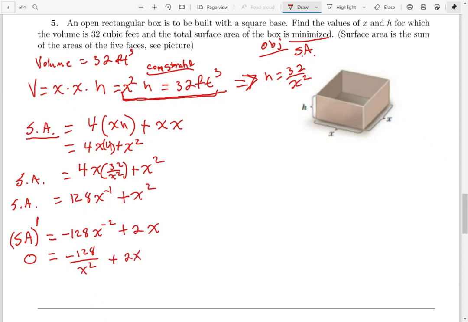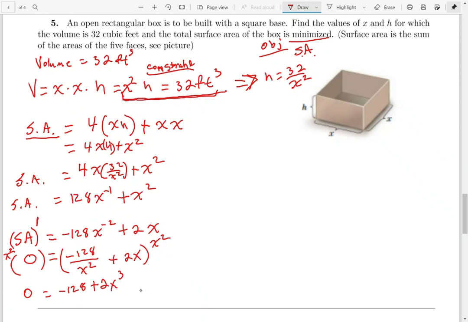At this point, I see that I have a rational expression, and if x were 0, this box wouldn't make any sense. It would just be a flat piece of cardboard. And really, I don't know if it would be a flat piece of cardboard, but it would not be a box. And so I can multiply by my least common denominator on both sides, which is x squared. That's then going to be 0 is equal to negative 128, x squared times 2x is going to be plus 2x cubed.